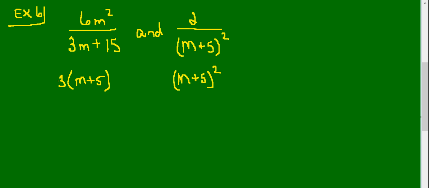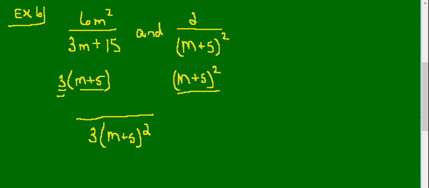So let's see, starting with the 3, I've got one factor of 3 in this number, 6m squared, but none here for the 2. So 3 is one of my factors of the LCD. Next, I've got 1 m plus 5 here, but 2 here. So I'm going to use both of these. So that's going to be m plus 5 squared, the greatest number of times that it occurs. Okay, so this is my LCD.